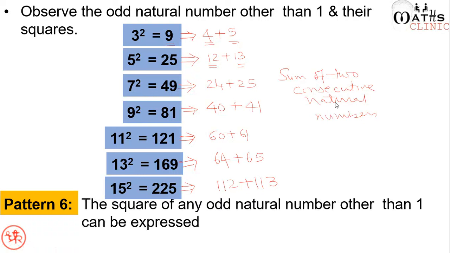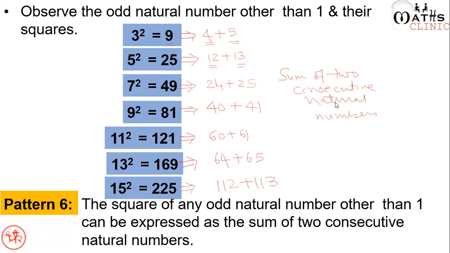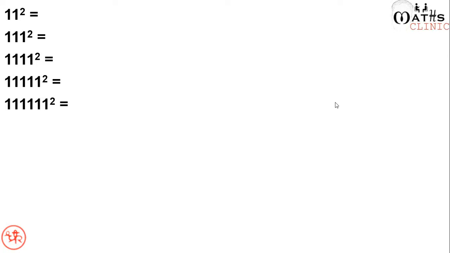This is pattern 6. Is it clear? Now the next pattern, pattern 7, is very interesting and very useful. Look here. What is 11 square? 11 square, 111 square, 1111 square, 11111 square, and so on up to nine ones.